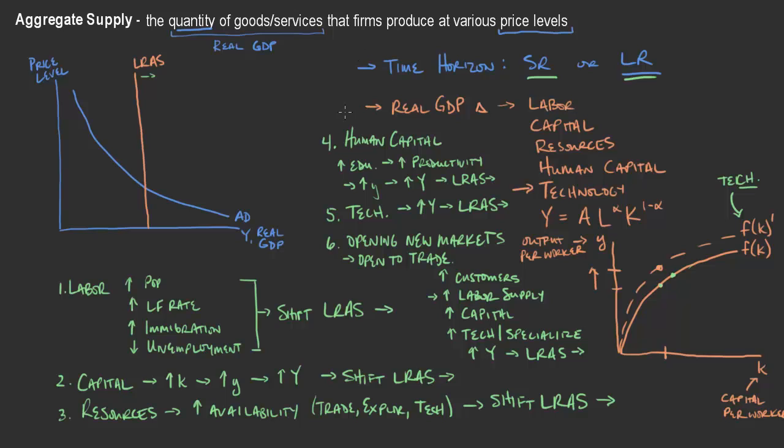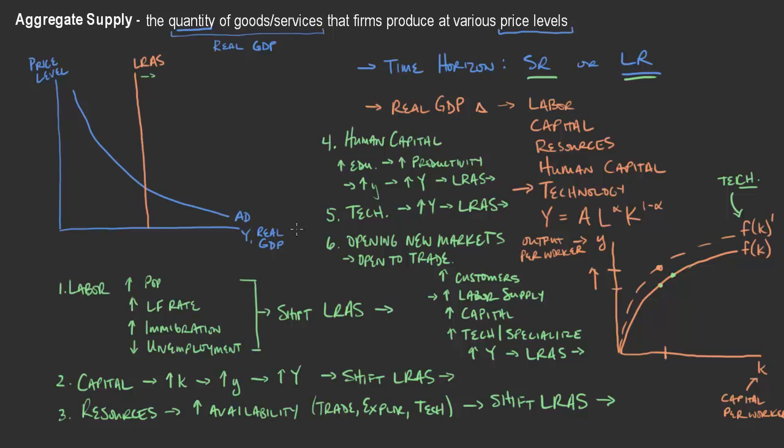We just talked about the aggregate supply curve, and in particular the long run aggregate supply curve. And the aggregate supply curve is the quantity of goods and services, real GDP, that firms produce at various price levels. At a given price level, how much would they choose to produce? And we walked through a number of things that would be going on here, really taking us back to what actually causes real long-term GDP growth.